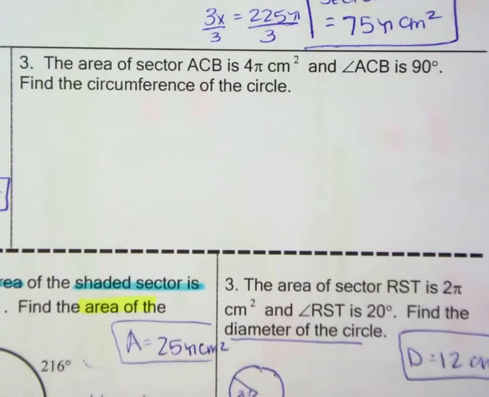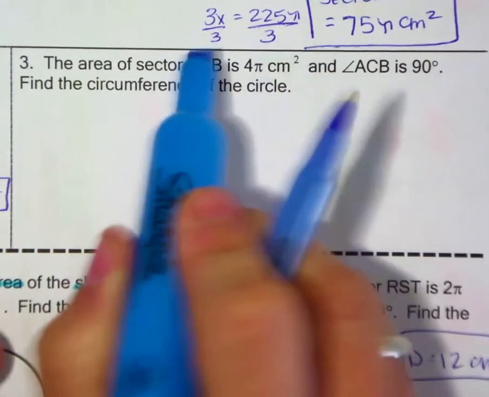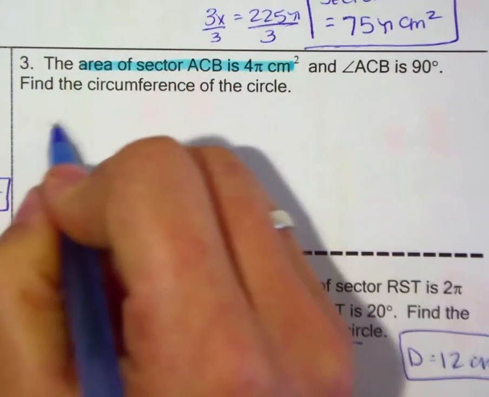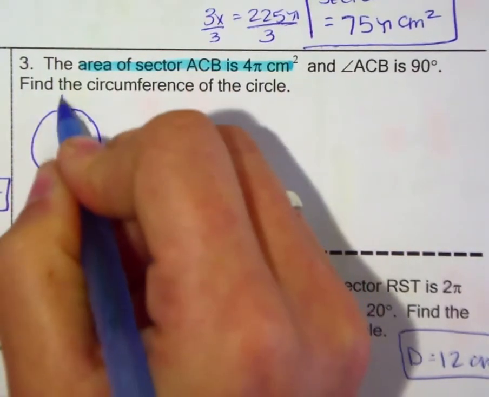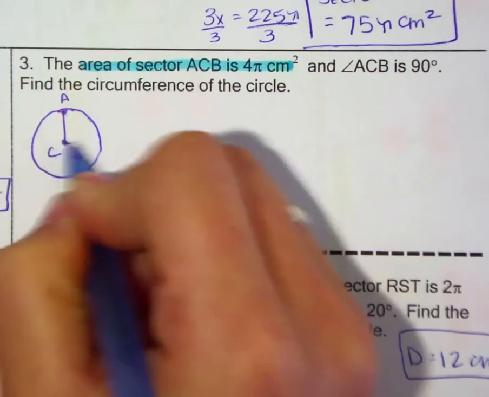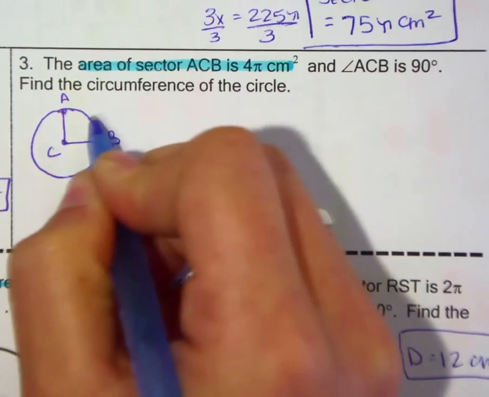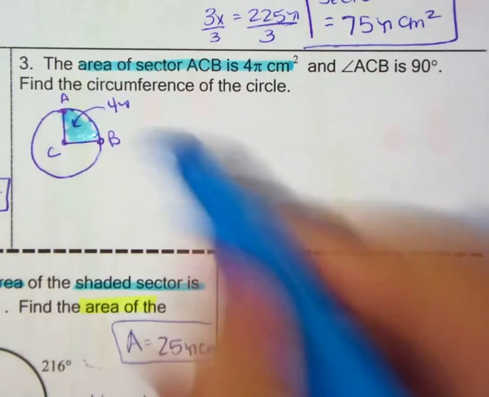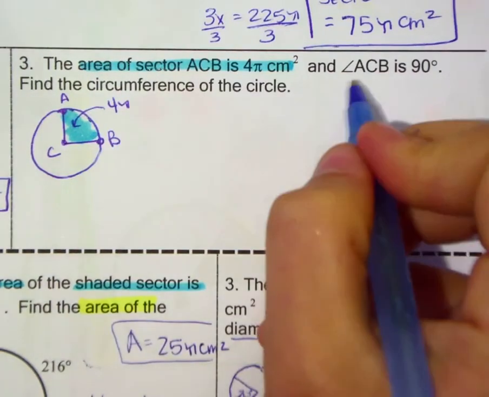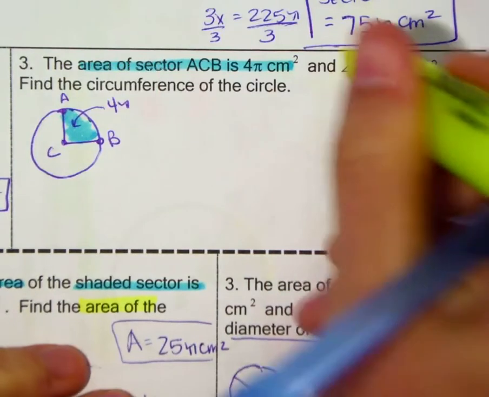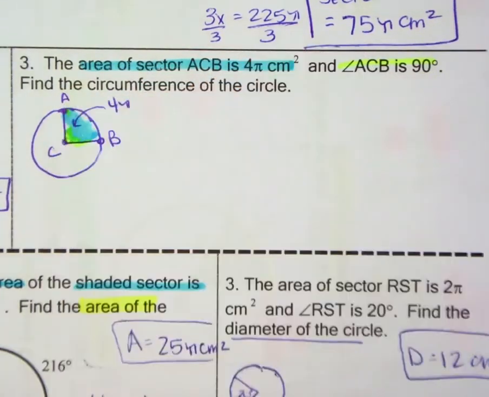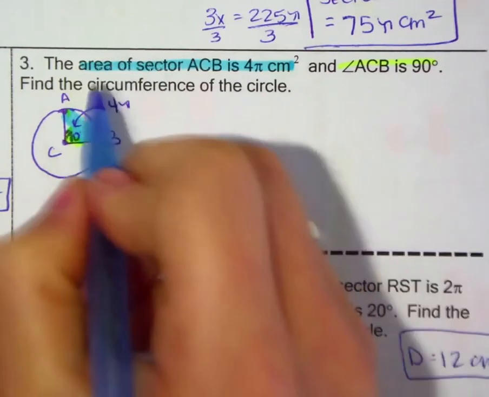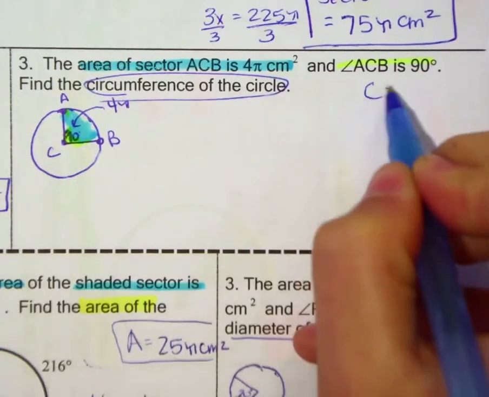Last one, then you'll do some practice on your own. The area of sector ACB is 4 pi centimeters squared. I'm going to pause and draw a picture. ACB. The area of this is 4 pi. So we know the part, and angle ACB is 90 degrees. Find the circumference of the circle.